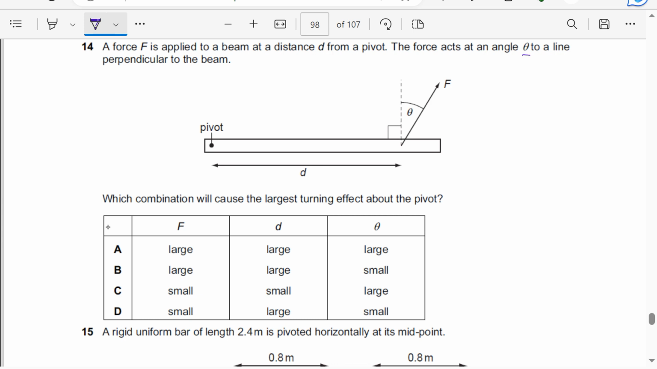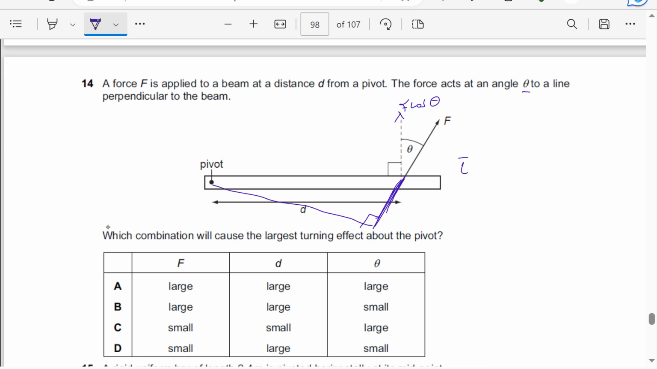So this one is acting like this. If I resolve this vertically upwards, it will be F cos theta. When the force is acting perpendicular, the perpendicular distance D will be maximum. When it is acting like this, we have to look for the perpendicular distance from the pivot, which will be relatively smaller. And remember the torque, the turning effect, is going to be F cos theta times the perpendicular distance D.